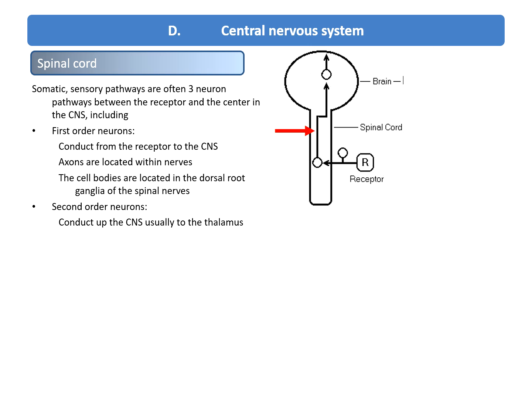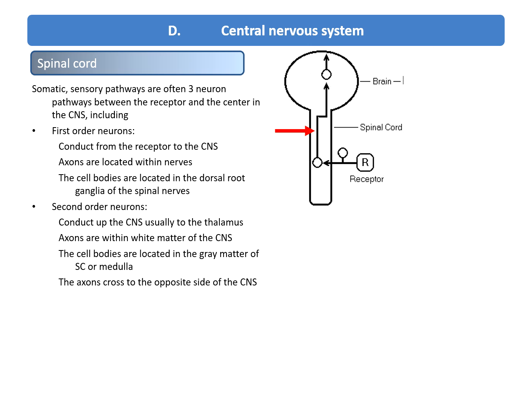Second-order neurons conduct up the central nervous system, usually to the thalamus. The axons are located within the white matter of the central nervous system, and the cell bodies are located in the gray matter of either the spinal cord or the medulla. The axons cross to the opposite side of the central nervous system. You've heard that the left side of the brain runs the right side of the body, and the right side of the brain controls the left side. Well, it's the second-order neurons that cross from one side to the other.